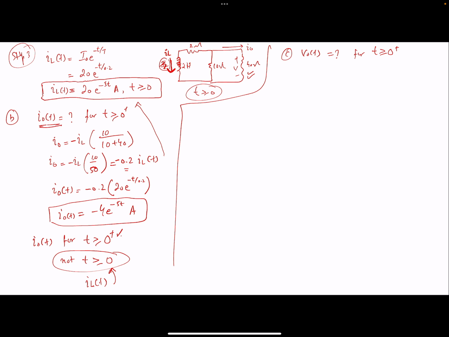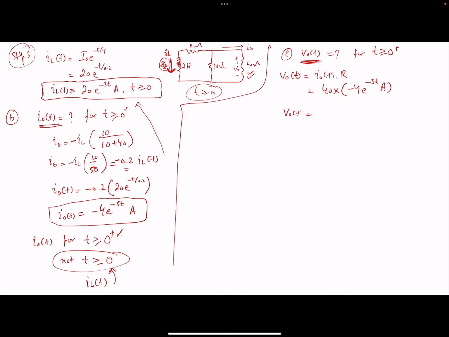Again, this V naught of t is across the 40 ohms resistor. So this voltage will only appear, or the I naught is only flowing, at 0 positive and not before that. That is why we are finding V naught for 0 positive and not 0 negative or even at 0. V naught is simple by using Ohm's law. V naught of t equals I naught of t times R. R is 40 times I naught. I naught is minus 4 e raised to power minus 5t amperes.